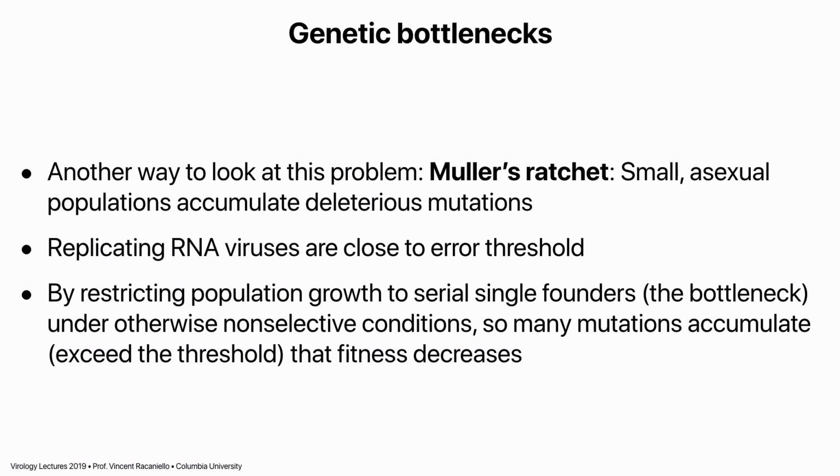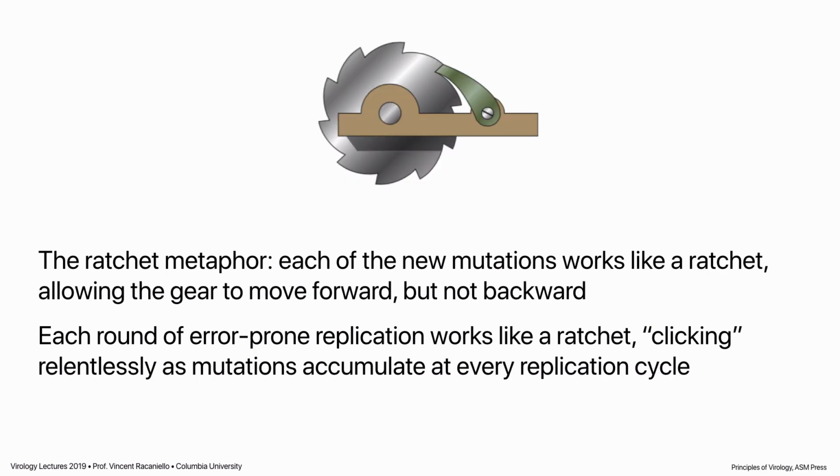So what's happening here is our RNA viruses are close to the error threshold. We restrict the population to a few thousand viruses in a plaque, and there's no selection here, but mutations are accumulating in those 1,000 viruses. They're not immune to error-prone replication, but you've only got a small population with those errors. And that's why the fitness is declining, because you don't have enough population diversity to overcome the fitness cost of the existing mutations. It's called Muller's ratchet.